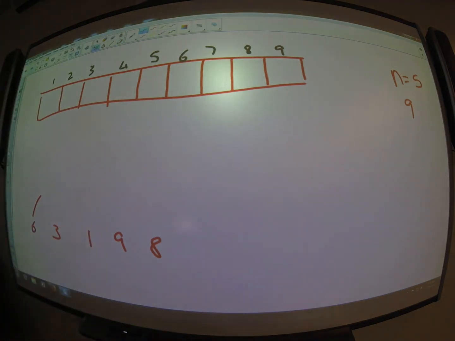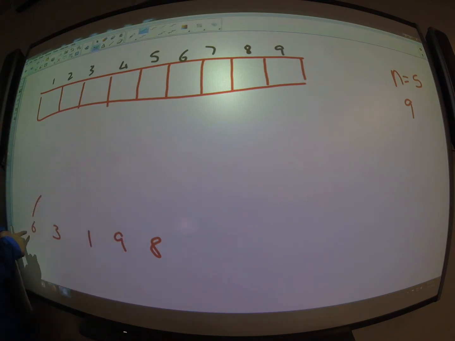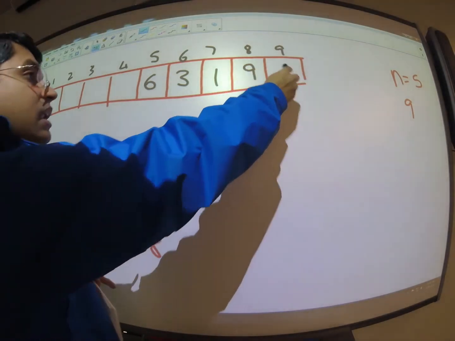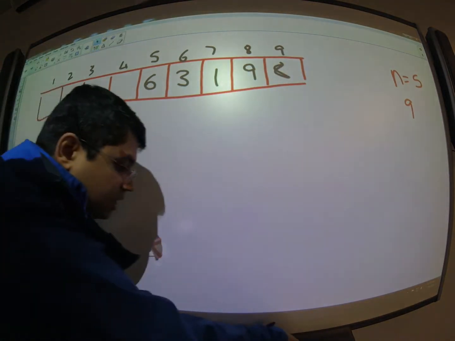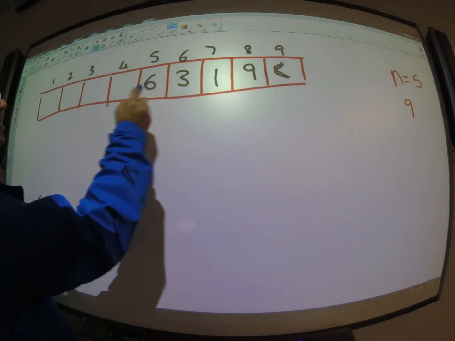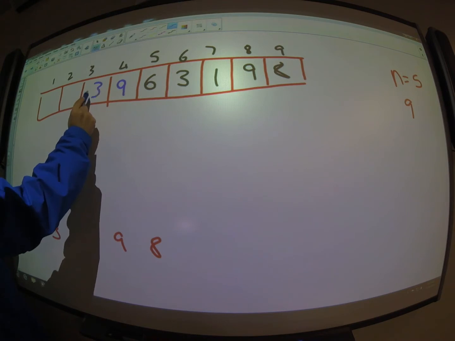Now let me start to read in my numbers. I initialize my array. My first number is 6. 6 goes in position n. So I will have 6 going over here, then 3 going over here, and then 1 here, 9 here, and 8 here. Now let me start building the second level of the tournament. So I'll compare 9 and 8, and I will have 9. Then I'll compare 3 and 1, and I'll have 3.